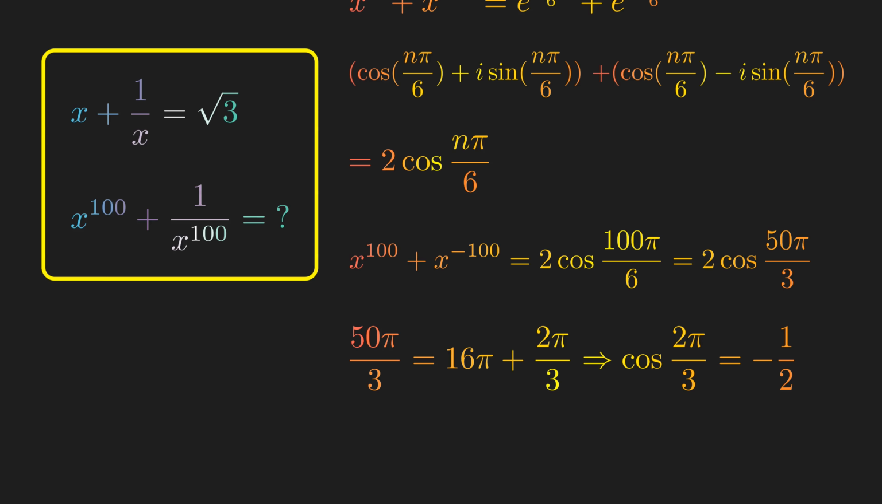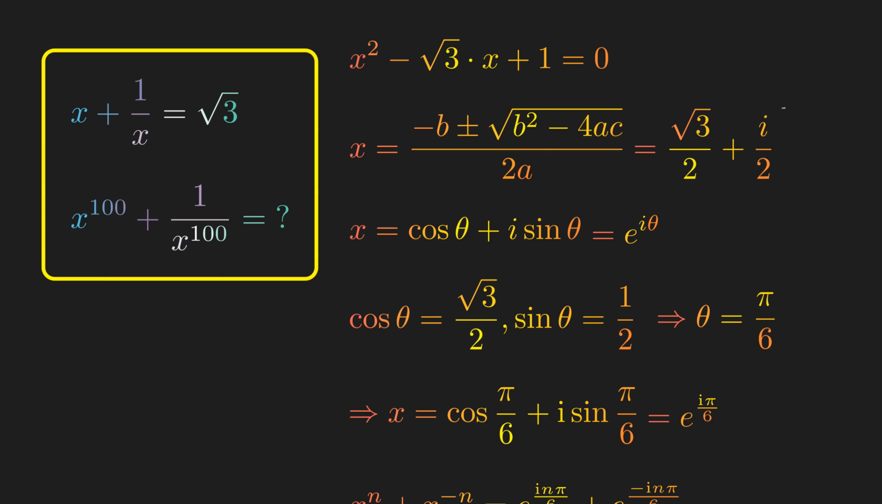And remember, our expression was twice this value, right? So the answer is minus 1. That means x to the power 100 plus 1 over x to the power 100 equals minus 1. Very good. But I hope something caught your attention. Notice here we took x equals square root of 3 over 2 plus I over 2. But actually this is incomplete, right? Because the quadratic solution has a plus-minus sign.